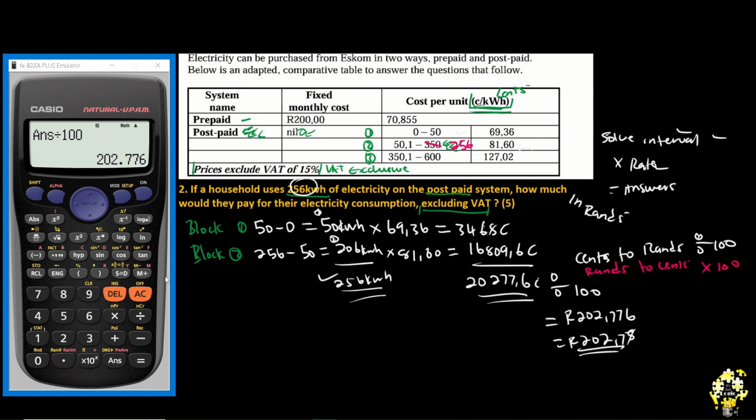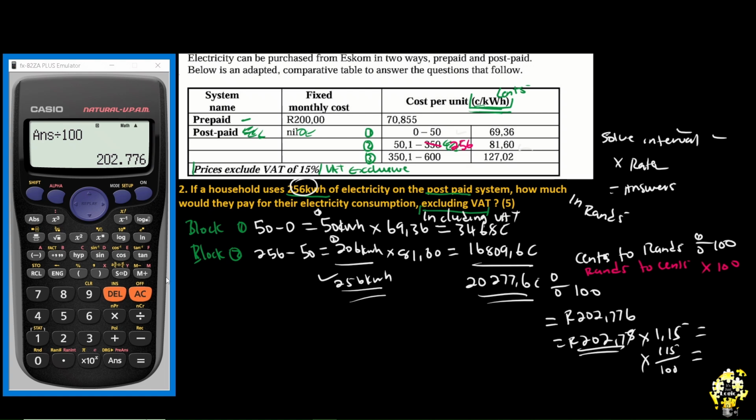If they said they wanted it with VAT, so let's say the question said including VAT. See, now we are adding to the question. Including VAT, what are we supposed to do here? We're supposed to multiply the decimal way, or the fractional way. Going to get the answer.